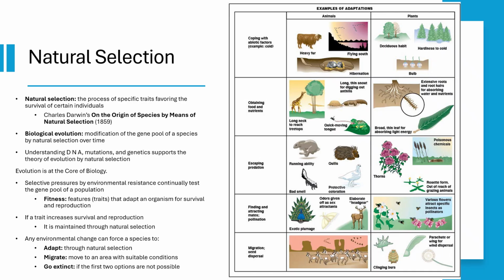If a trait increases survival and reproduction, this trait will help the individual survive and reproduce. It will be passed on to the next generation. So any environmental shift that forces a species to adapt or migrate, if the species cannot adapt through natural selection or cannot find an environment that is more suitable for its traits and characteristics, that species will go extinct.